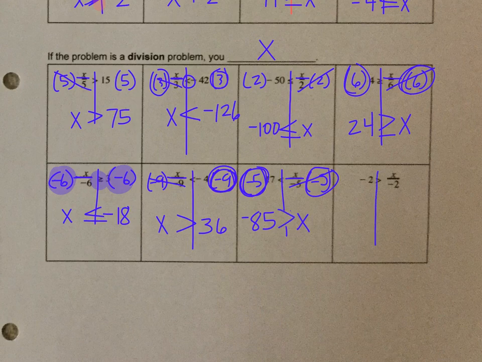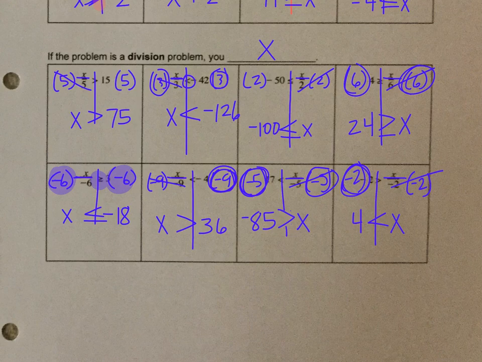Last practice. Divided by negative 2, so I multiply. Negative 2 times negative 2 is a positive 4x. I moved a negative with multiplication. Flip your sign.